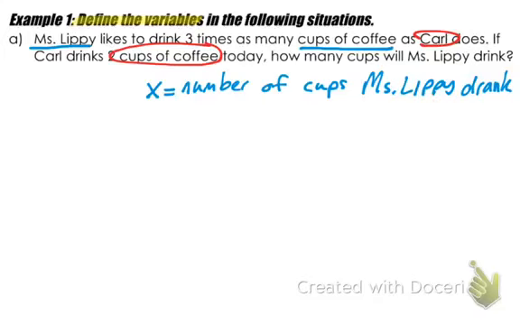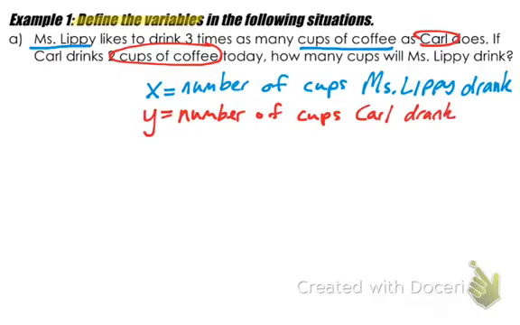Then our second variable involves our second person, who is Carl, and y would equal the number of cups Carl drank. And that's all you have to do. Whenever you read a word problem and you're trying to figure out the answer, always identify your variables.